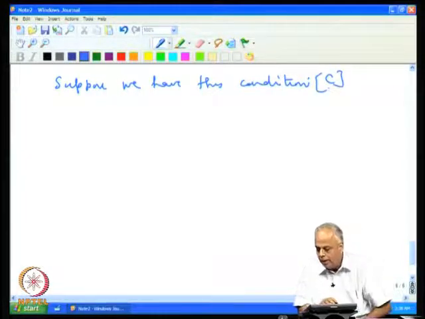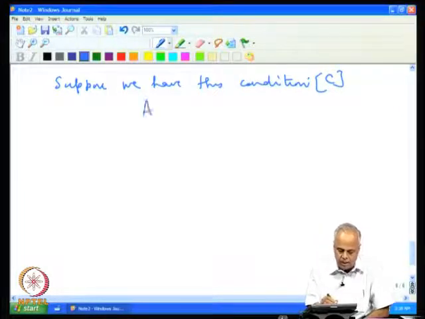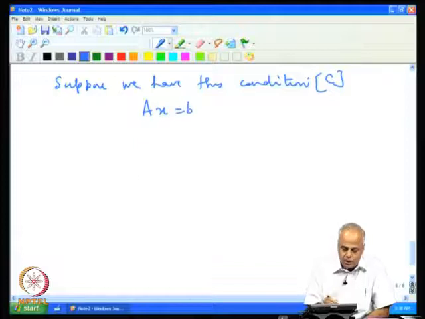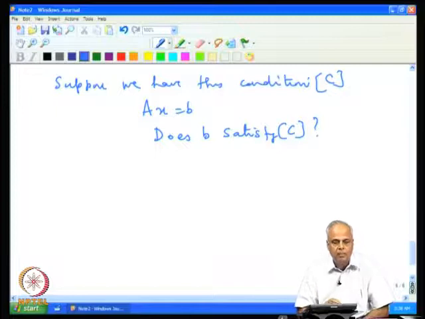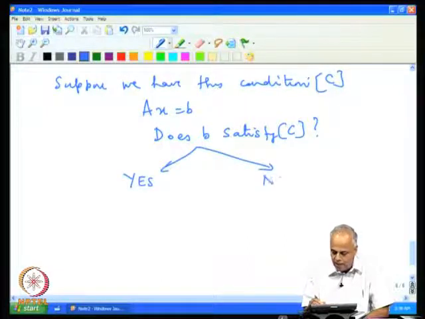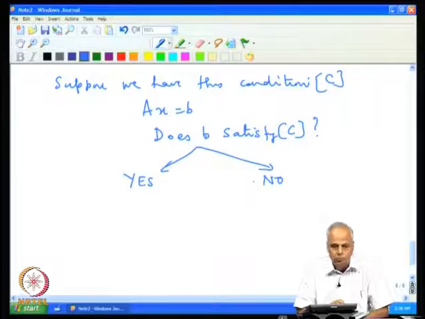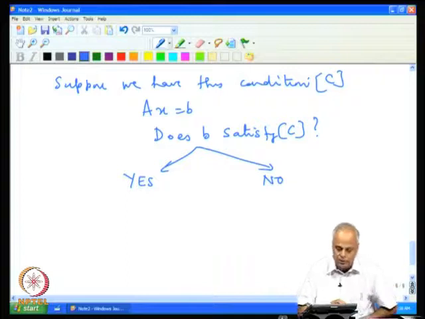Then given any problem, any B, any problem like this Ax equal to B, the first question that we will ask is, does B satisfy C? Now obviously there are two possible answers for this. We may get an answer yes and we may get an answer no. So let us discuss what we can do in both these situations.